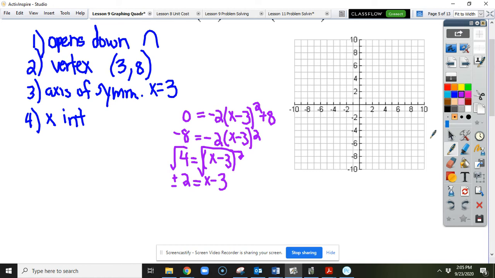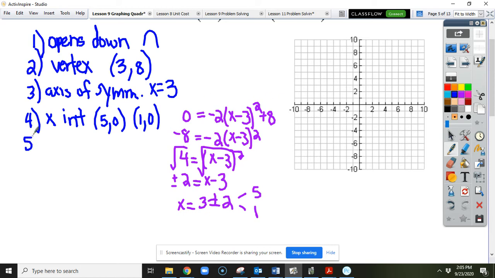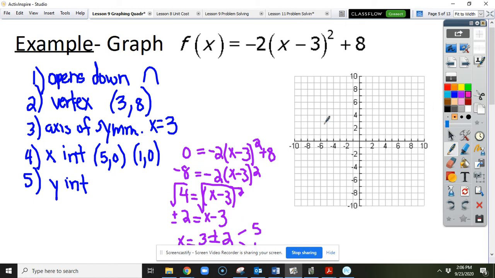Okay, I add the 3 over. I get x equals 3 plus or minus 2. 3 plus 2 is 5. 3 minus 2 is 1. So up here, I'm going to put my x-intercepts are (5, 0) and (1, 0). I want you to list these as ordered pairs. So there they are. And then the last thing to find is my y-intercept. My y-intercept is when x equals 0. So I go to my original equation and I plug in 0 for my x.